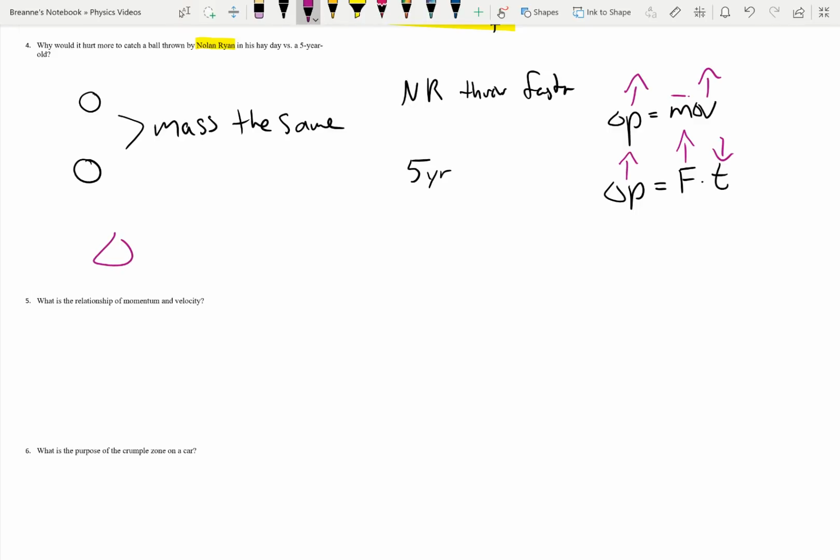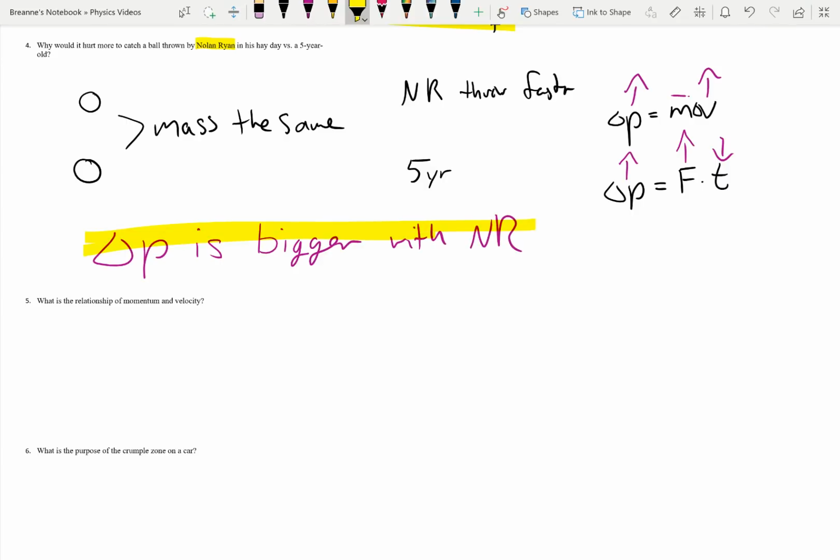So your change in momentum is bigger with Nolan Ryan. So that's like your main answer there.